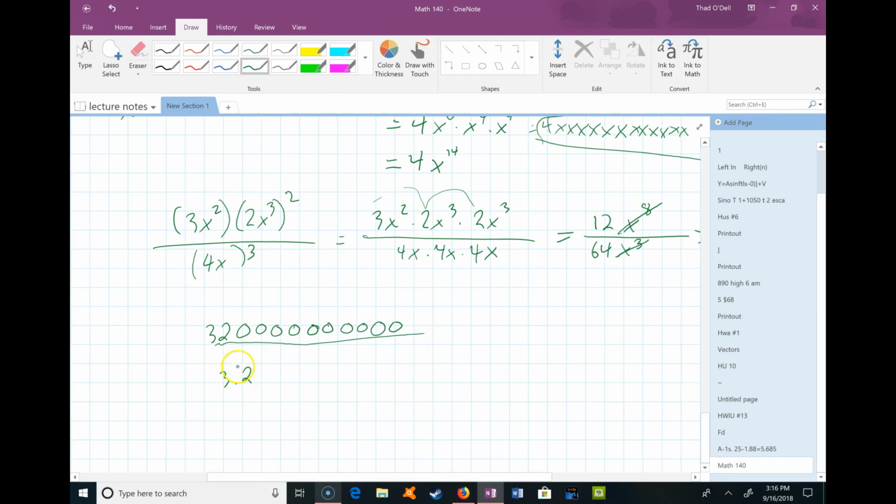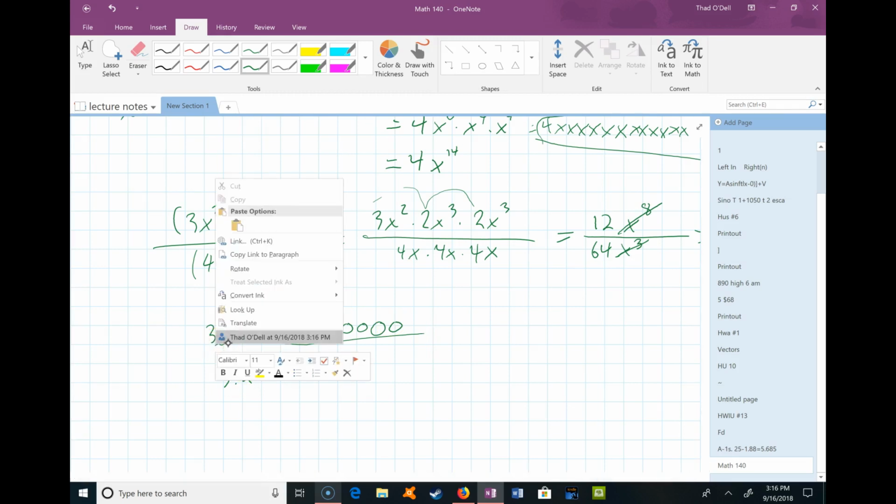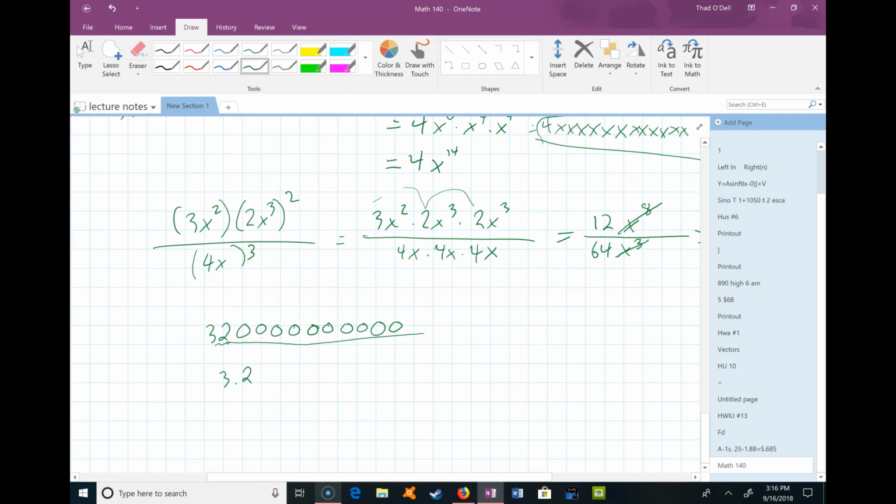So in order to turn this into that number, I'd have to multiply. So here's my decimal. Because remember, when you multiply by 10, it just moves the decimal over one place. I'd have to multiply by 10, 1, 2, 3, 4, 5, 6, 7, 8, 9, 10, 11 times. So we'd write this as 3.2 times 10 to the 11th power. Okay, so that's scientific notation.